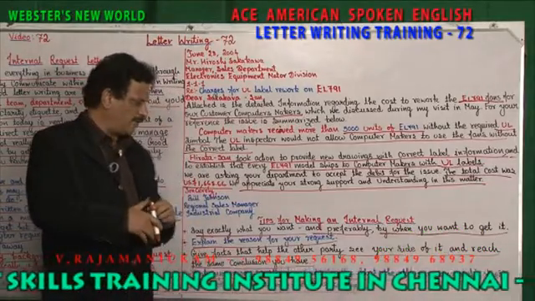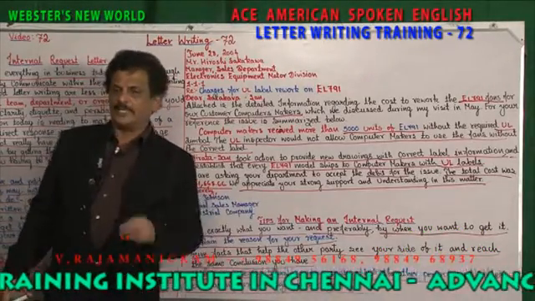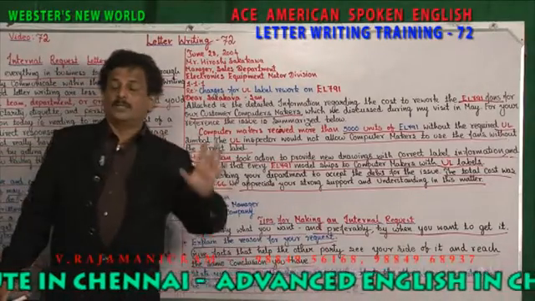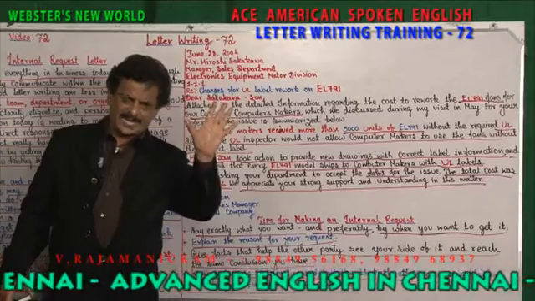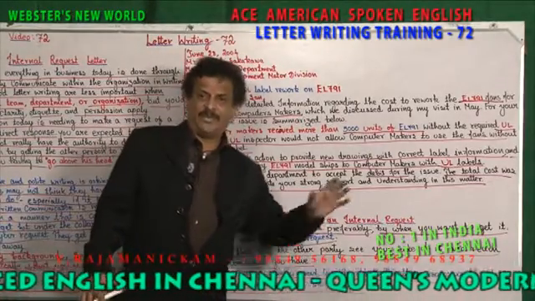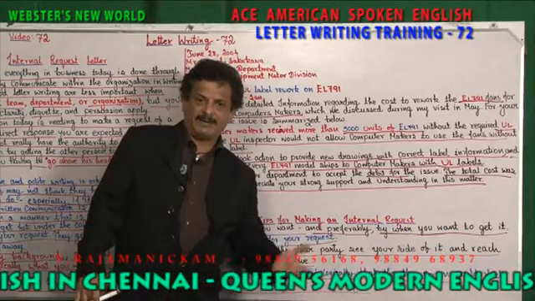Dear friends, tips for making an internal request. What are the tips? Number 1, say exactly what you want. In an internal letter, you should say exactly what you want, and preferably by when you want to get it. By when? Maybe by January 30th.